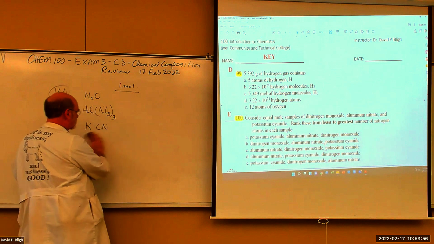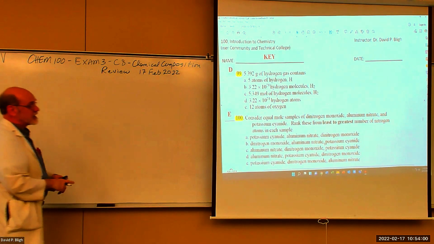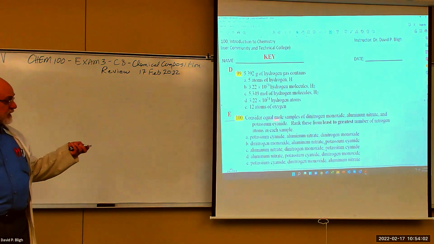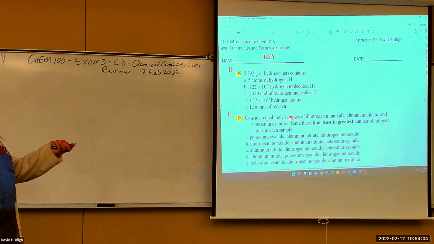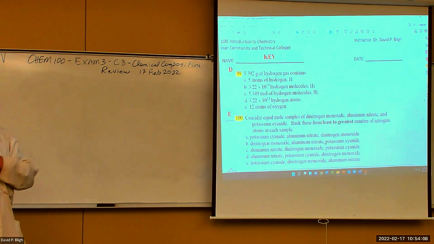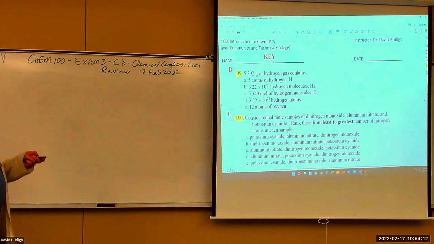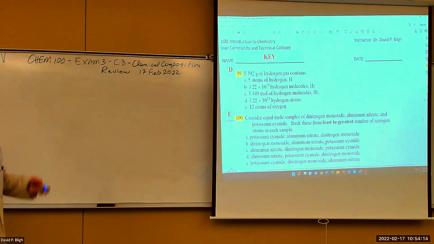Temptation is to make it more complicated than it is. The key is that same number of moles of each compound. So now all we have to do is just figure how many nitrogens in each molecule. So you got to be able to write the molecules. We've got to write the formulas. That's the key to this one.